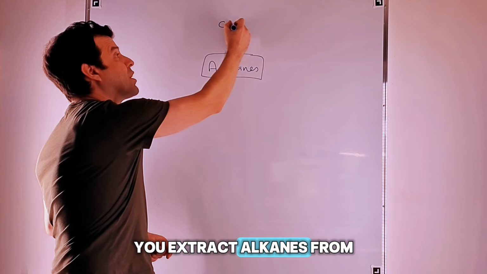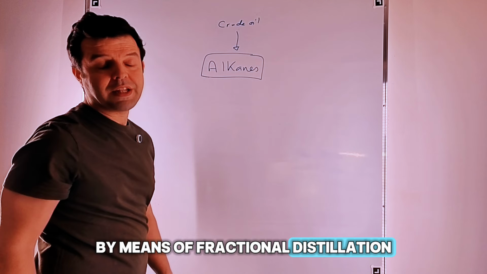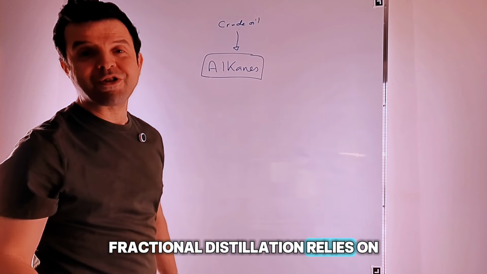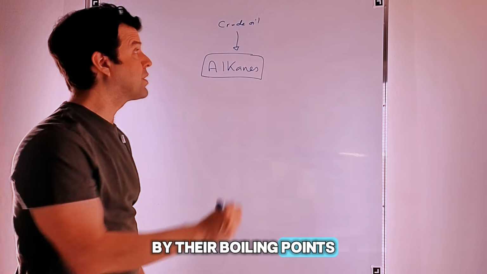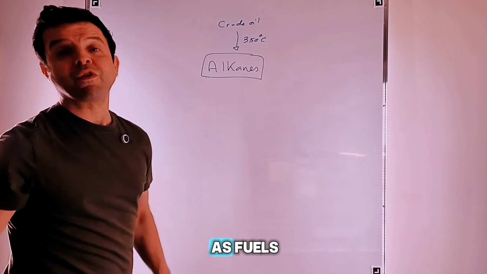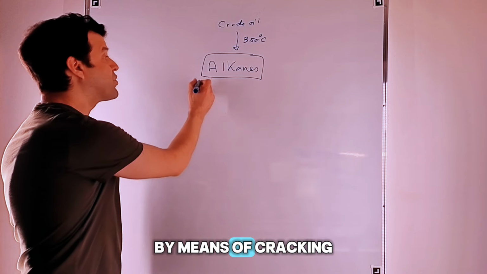You extract alkanes from crude oil by means of fractional distillation. Remember, fractional distillation relies on separating alkanes by their boiling points. Alkanes are mainly used as fuels, but you can turn them into far more useful products by means of cracking.